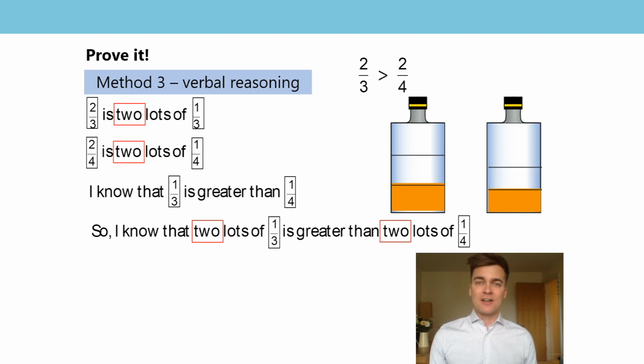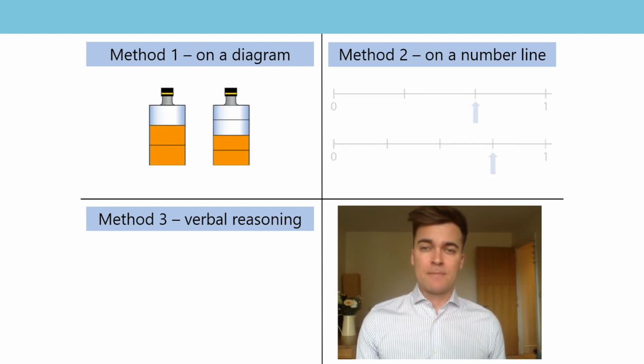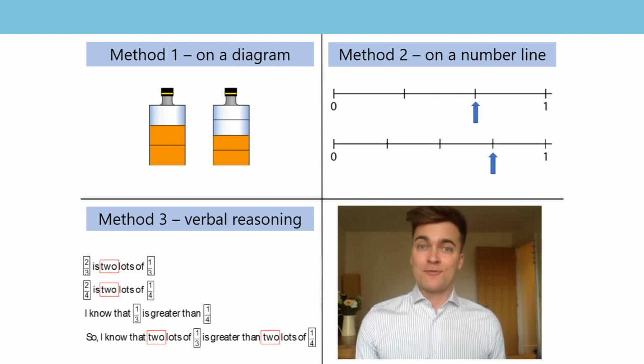I can compare fractions that have the same numerator using what I know about unit fractions. And I can explain that verbally, like I've just done. 2/3 is greater than 2/4. So our 3 methods: diagram, number line, and verbal reasoning. Is there one that you think was easiest for you to use? Smartest for you to use? Is there one that you found more challenging?